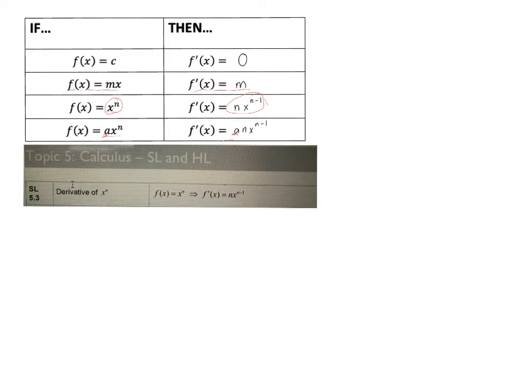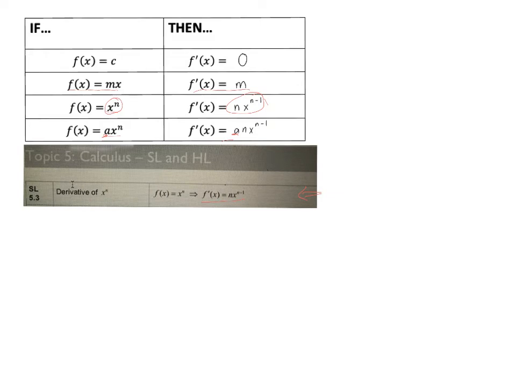Okay, now I wanted to do a quick video on this just because all 4 of those rules are not in your formula packet. The only one that's in your formula packet is this one right here, right? You can see it. It's the derivative of x to the n power, and it gives you n times x to the n minus 1. Now I wanted to show you how you can get each of the things from above from that, right?